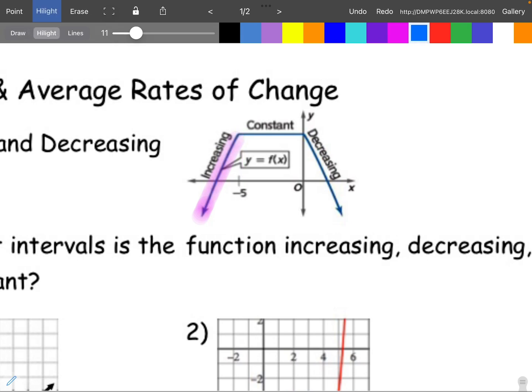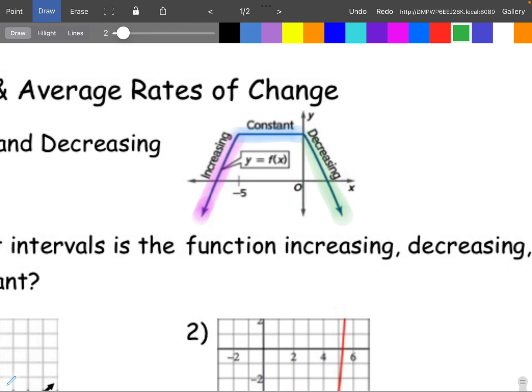Then it changes from increasing to constant. So from -5 to an x value of 0, the graph is staying constant. The y values are not changing. And then from 0 on to the right forever, so that's infinity, the graph is going down or decreasing. So from 0 to infinity, the graph is decreasing.